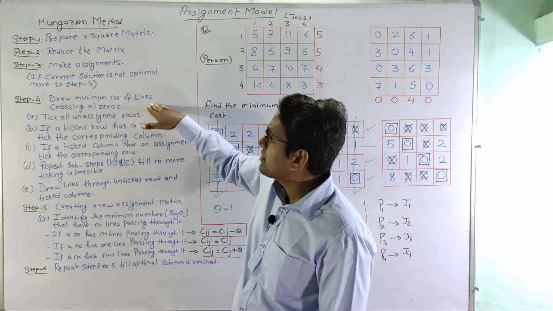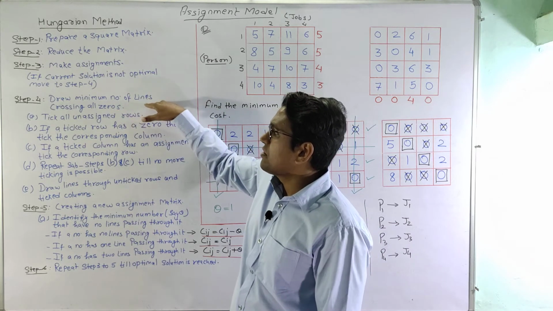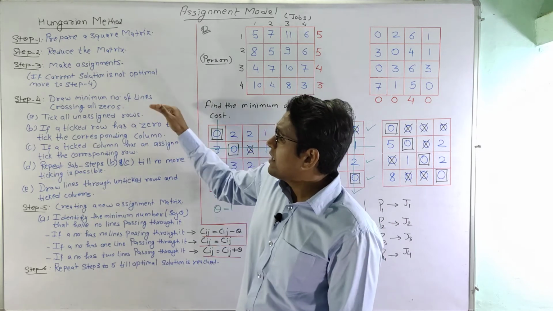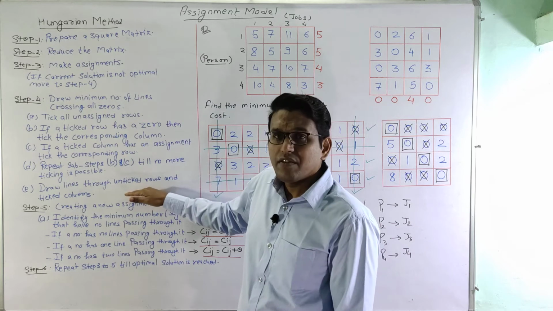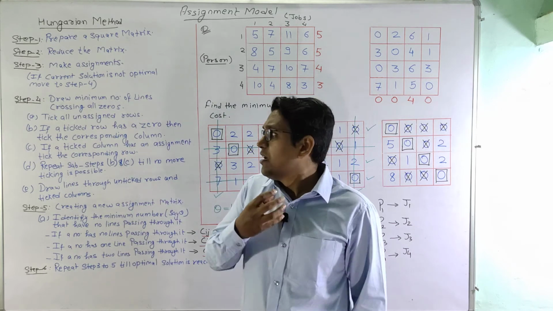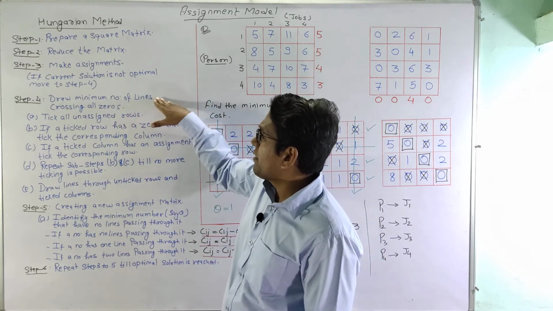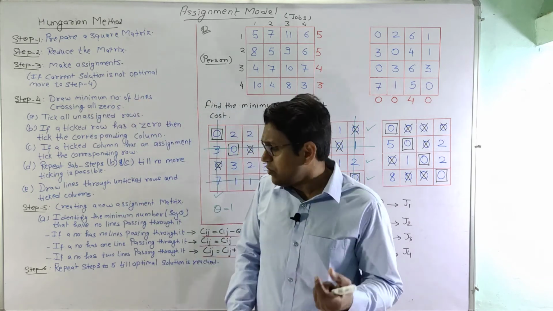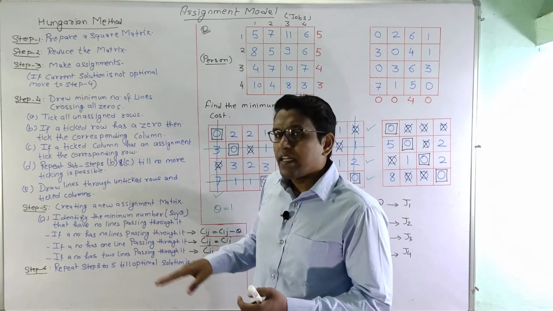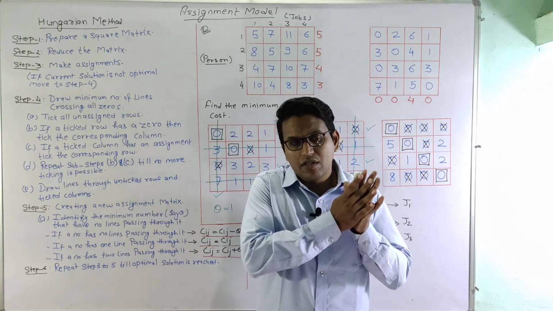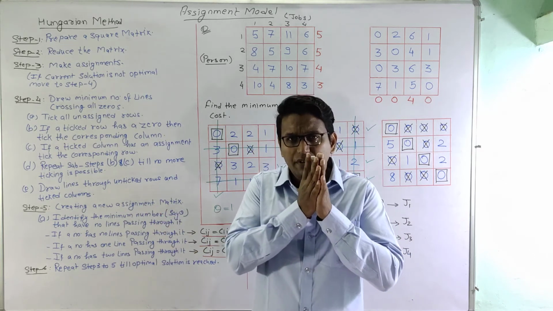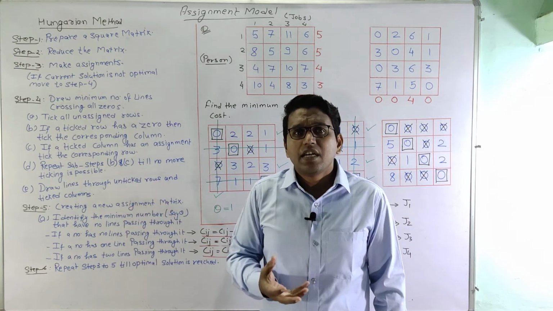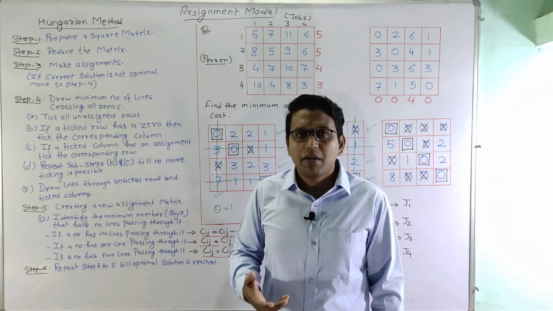optimal, we need to draw the minimum number of lines crossing all the zeros. And these are the methods we follow while finding the minimum number of lines crossing all zeros. And after this we need to create a new assignment matrix, and again we will make an assignment in the new assignment matrix and see if our solution is optimal or not.